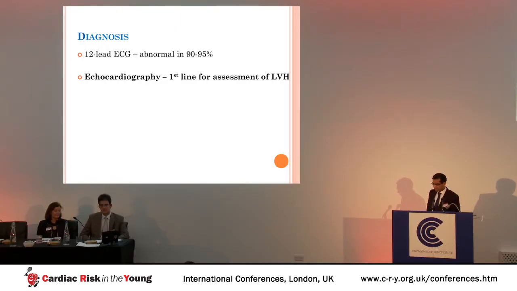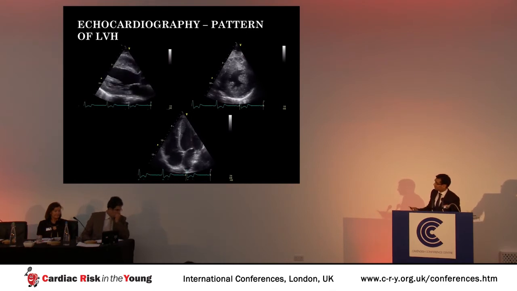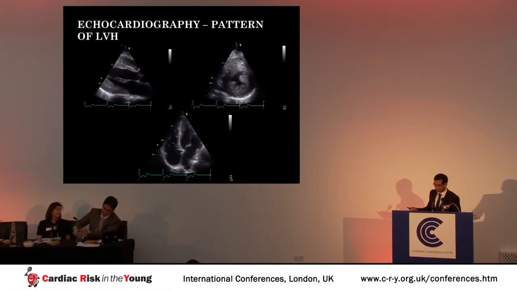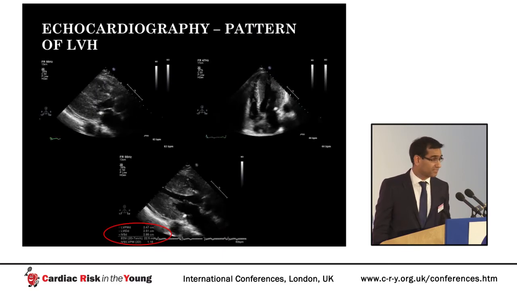So moving on to echocardiography, now this is really the first line investigation for the assessment of left ventricular hypertrophy. And what we look for in echo is not only the presence of LVH, but also the pattern. So for example, in this individual, we can see that the septum is probably normal in size, but there's a gradual thickening of the wall as we go through towards the apex, which is very nicely demonstrated on the short axis view and on the apical four-chamber view. And this is a patient with apical hypertrophic cardiomyopathy. Other patterns may also be seen.